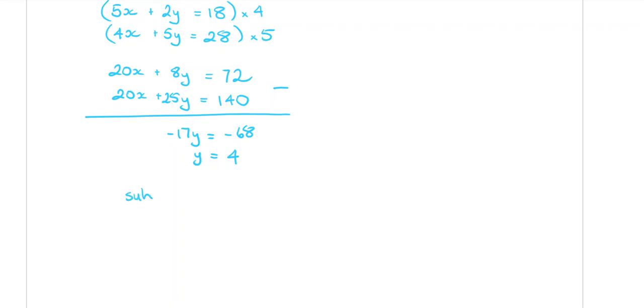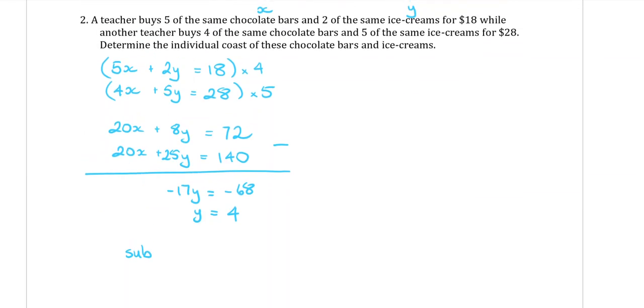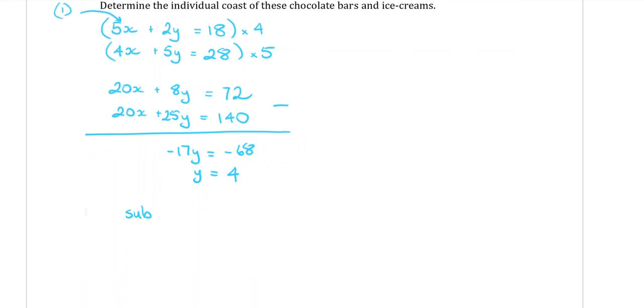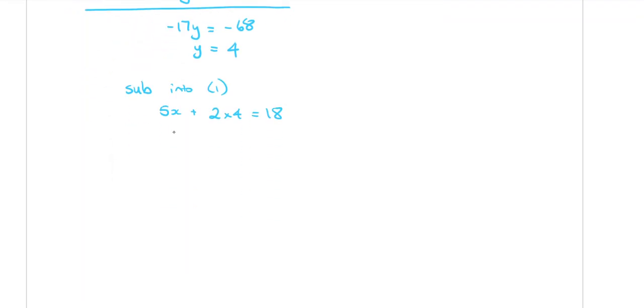Okay, sub back in to the original question. Which one will we choose? Let's go all the way up to our very first one, equation 1. So sub into equation 1. That will be 5x plus 2 times 4 equals 18. 2 times 4 is 8. Minusing the 8, we get 10. And dividing by 5, we get 2.